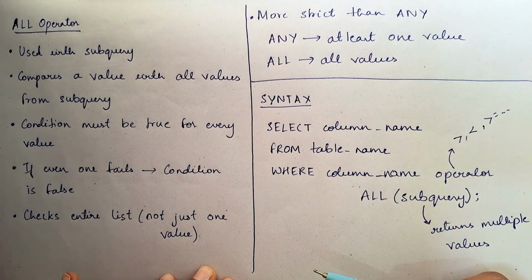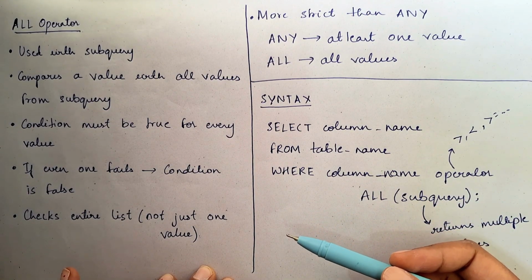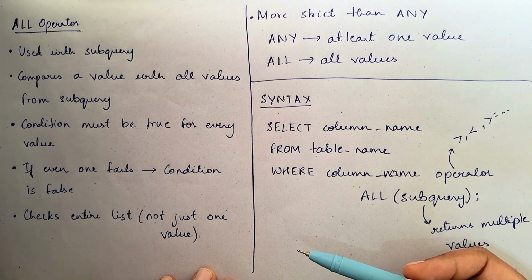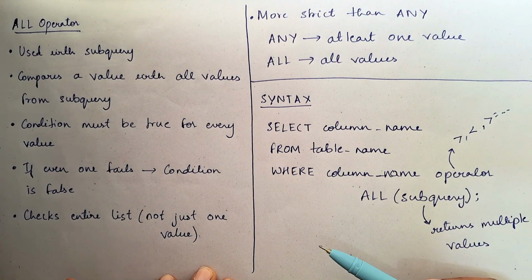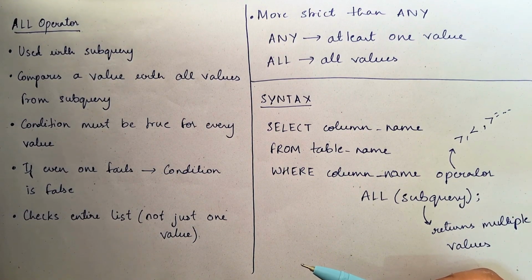In that, we learned the in operator, where we check if a value matches any value from the subquery result. And then we learned the any operator, where the condition becomes true if it satisfies at least one value returned by the subquery. So in short, single row subqueries return only one value, and in multi-row subqueries, the in operator checks for matching values, and the any operator checks if a condition is true for at least one value. Now, building on top of this, let's understand the all operator.